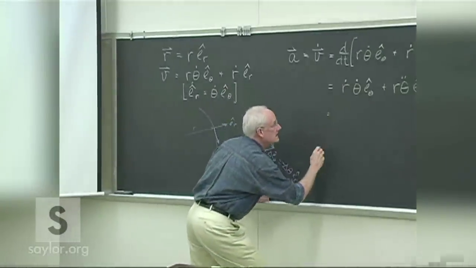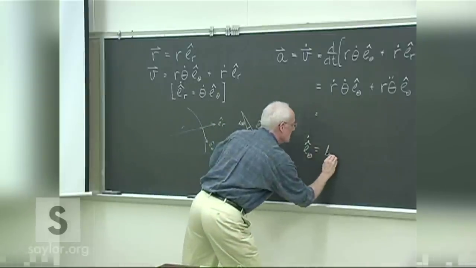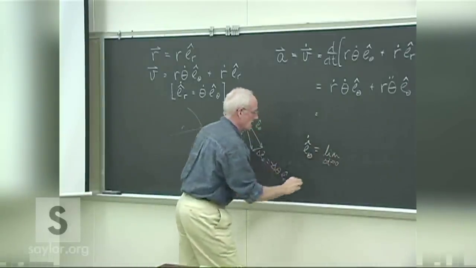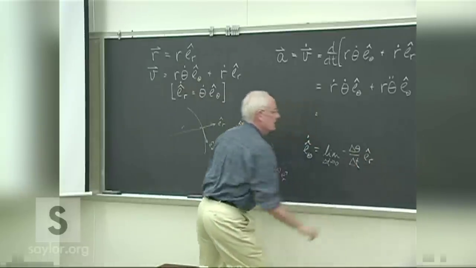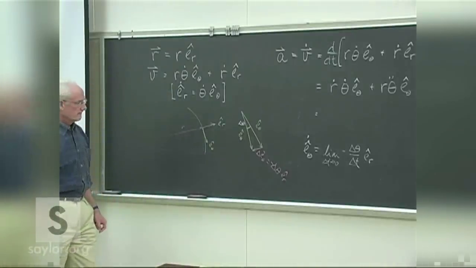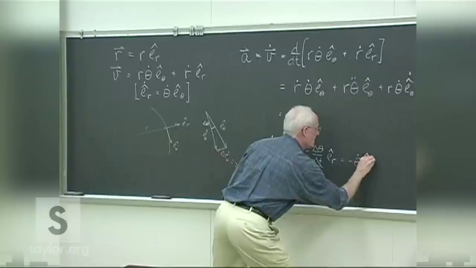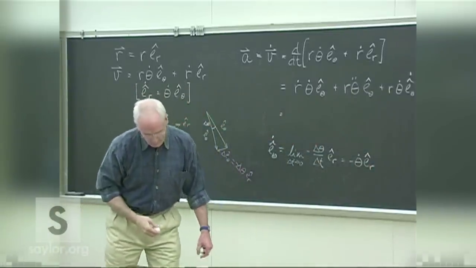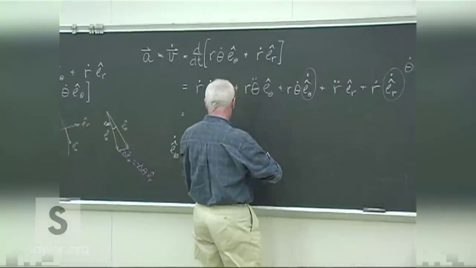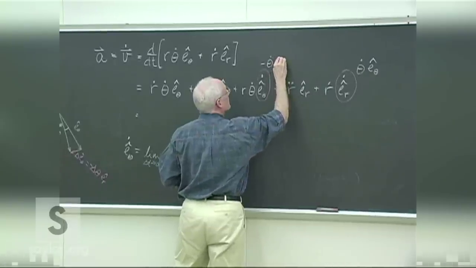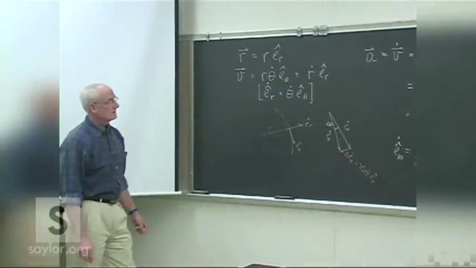And then, let's see, we're trying to find the time rate of change of that. So we want the time rate of change of this, with the limit as delta t goes to 0 of minus delta theta over delta t, and that's theta dot again. This is minus theta dot e r hat. So that goes, where's that go? That goes right here: minus theta dot e r. Don't worry, I'm not going to expect you to develop this. Just use it once we've got it.